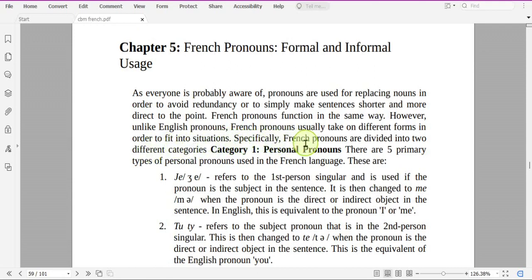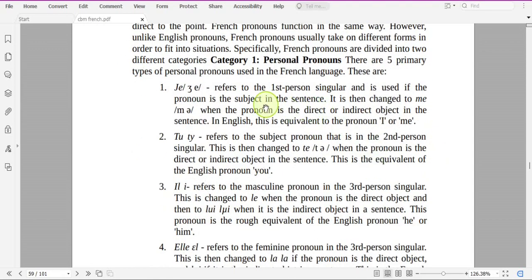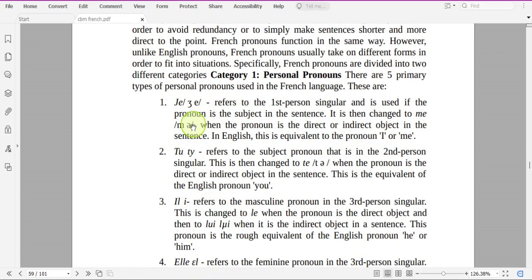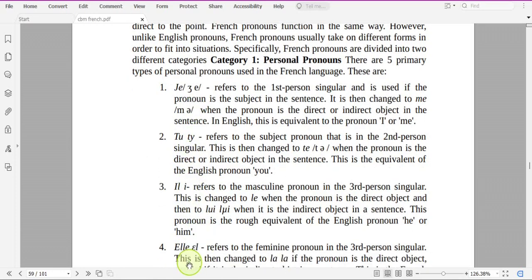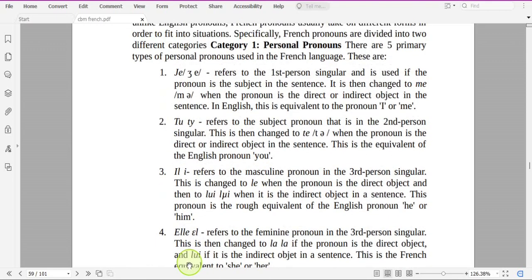Specifically, French pronouns are divided into two different categories. Category 1, personal pronouns. There are five primary types of personal pronouns used in the French language. These are je, tu, il, elle, okay? Like we have in English: I, you, he, she, and so on. But these are the first category of French pronouns.